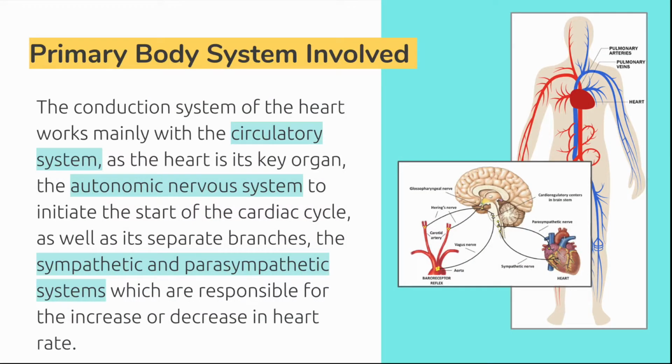Primary body systems involved. The conduction system of the heart works mainly with the circulatory system, as the heart is its key organ. The autonomic nervous system initiates the start of the cardiac cycle, as well as its separate branches, the sympathetic and parasympathetic systems, which are responsible for the increase or decrease in heart rate.